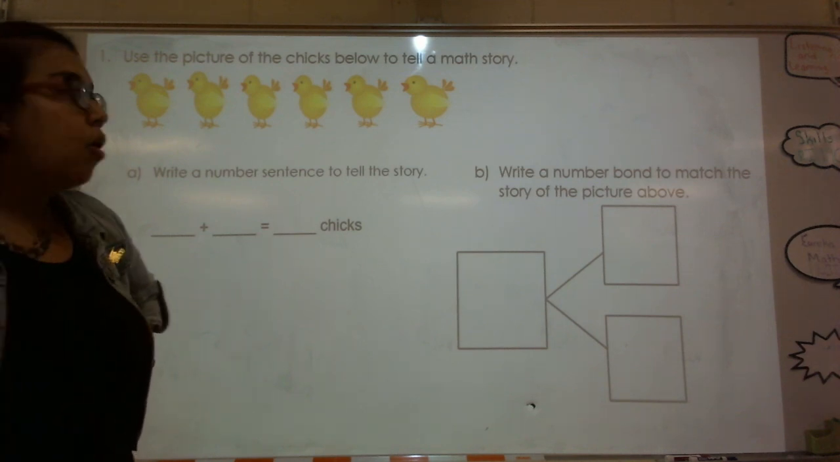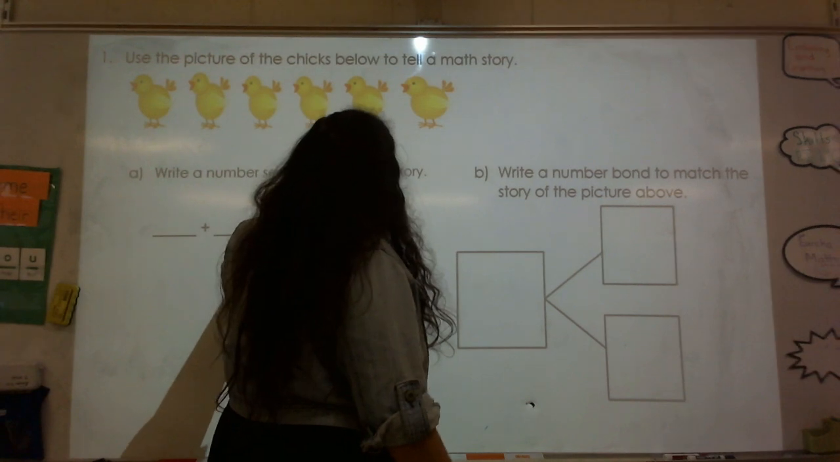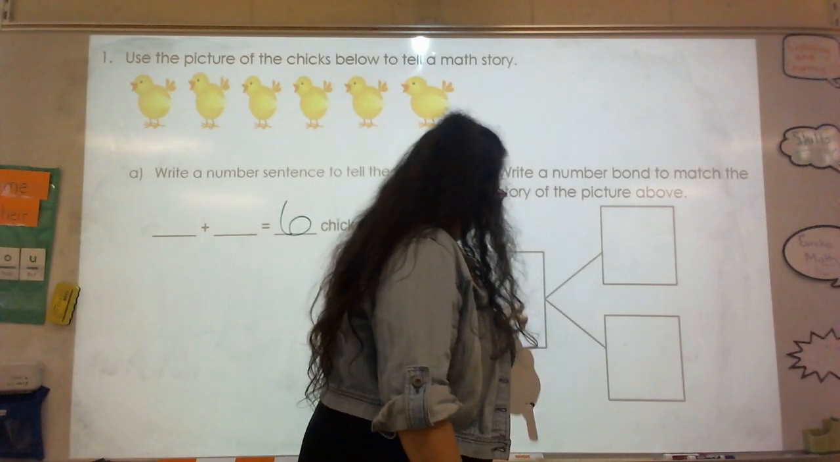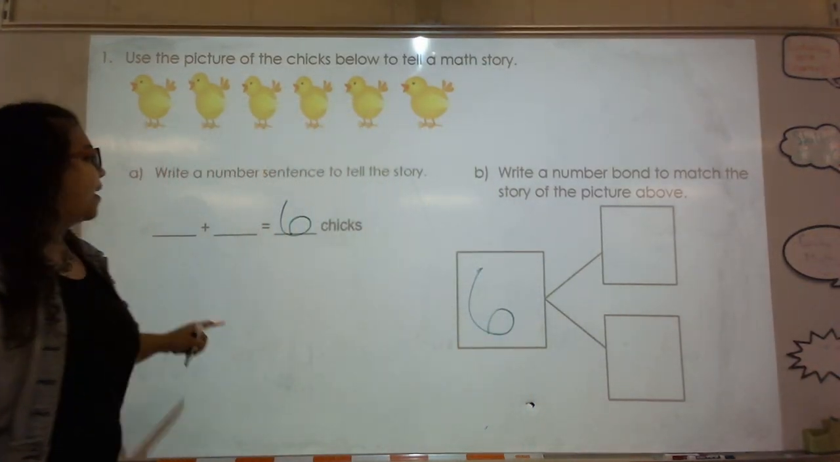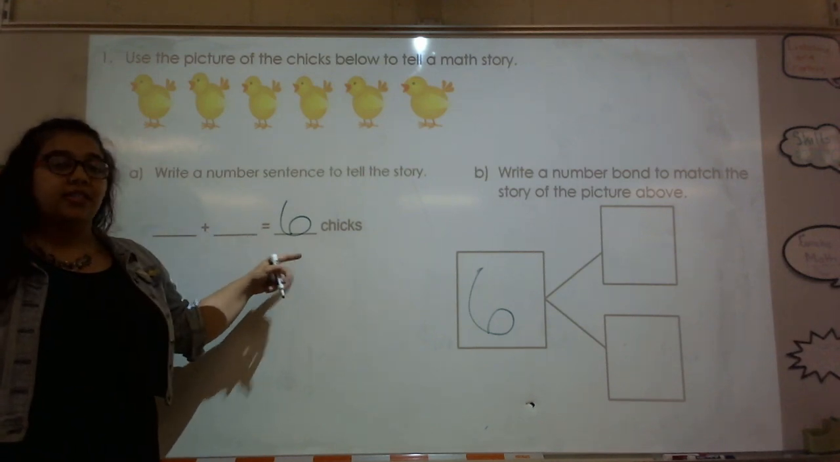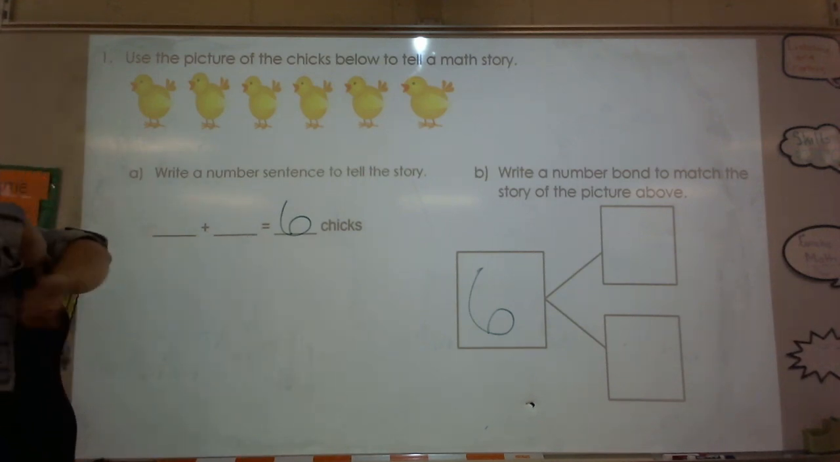Okay, good. We know the whole. We know the whole that there are 6 chicks. We know we're adding. We know part plus part equals whole. 6 chicks. Something's happening to these 6 chicks.